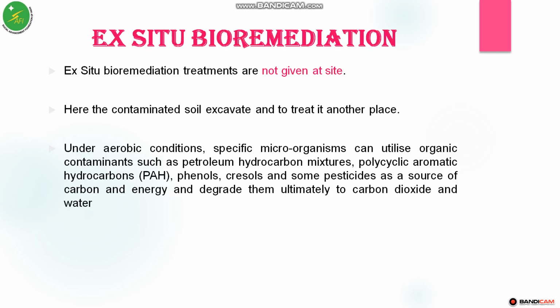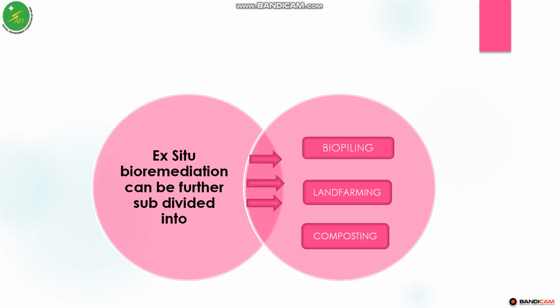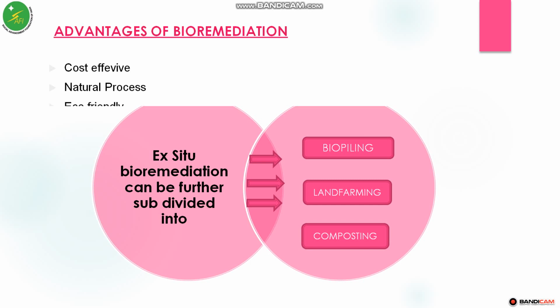Let us see what I mean by ex situ bioremediation. It is just the opposite of the in situ remediation we have seen. In ex situ bioremediation, the treatment for the waste is given by transporting it to another site and not at the site of generation. Mainly three types of ex situ bioremediation are there: biopiling, land farming and composting. And we are going to discuss more about the composting process.